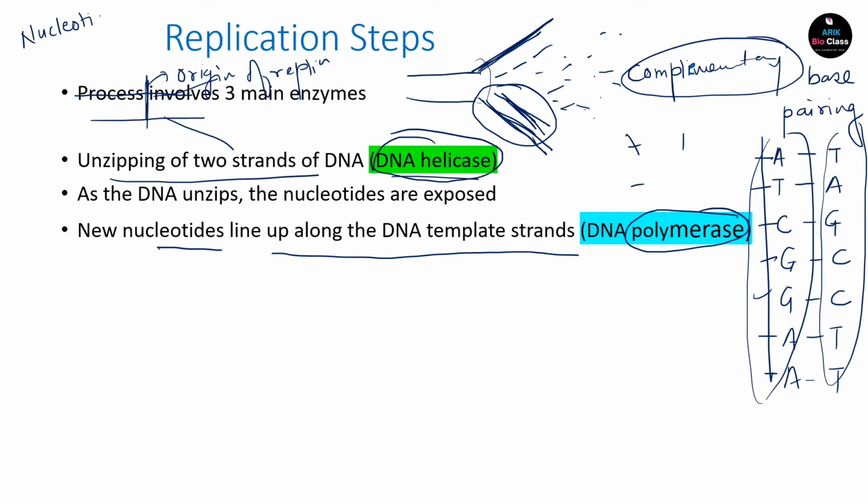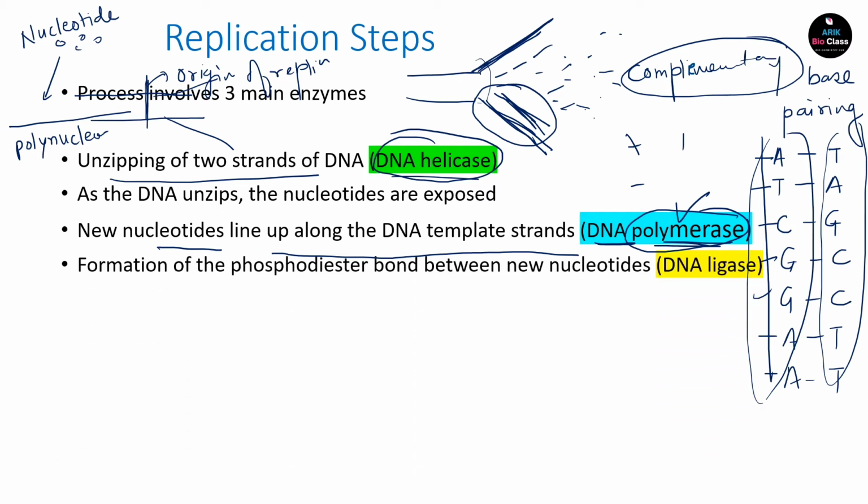Now, if you can recall, a nucleotide is a single unit of DNA. When many nucleotides join together, they form a chain that we call a polynucleotide, right? This process is called polymerization. So the enzyme which does this activity, we call DNA polymerase, because the reaction going on is called polymerization.